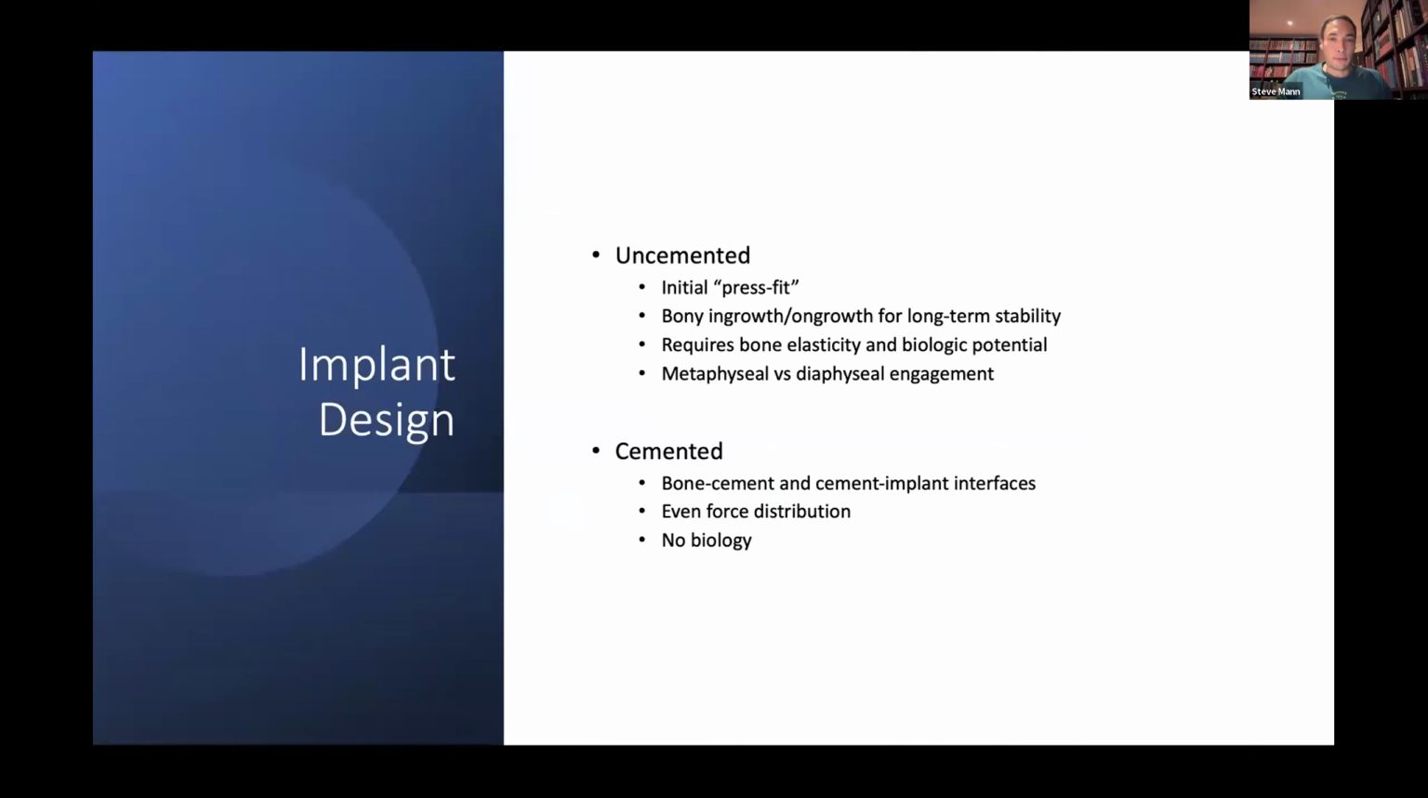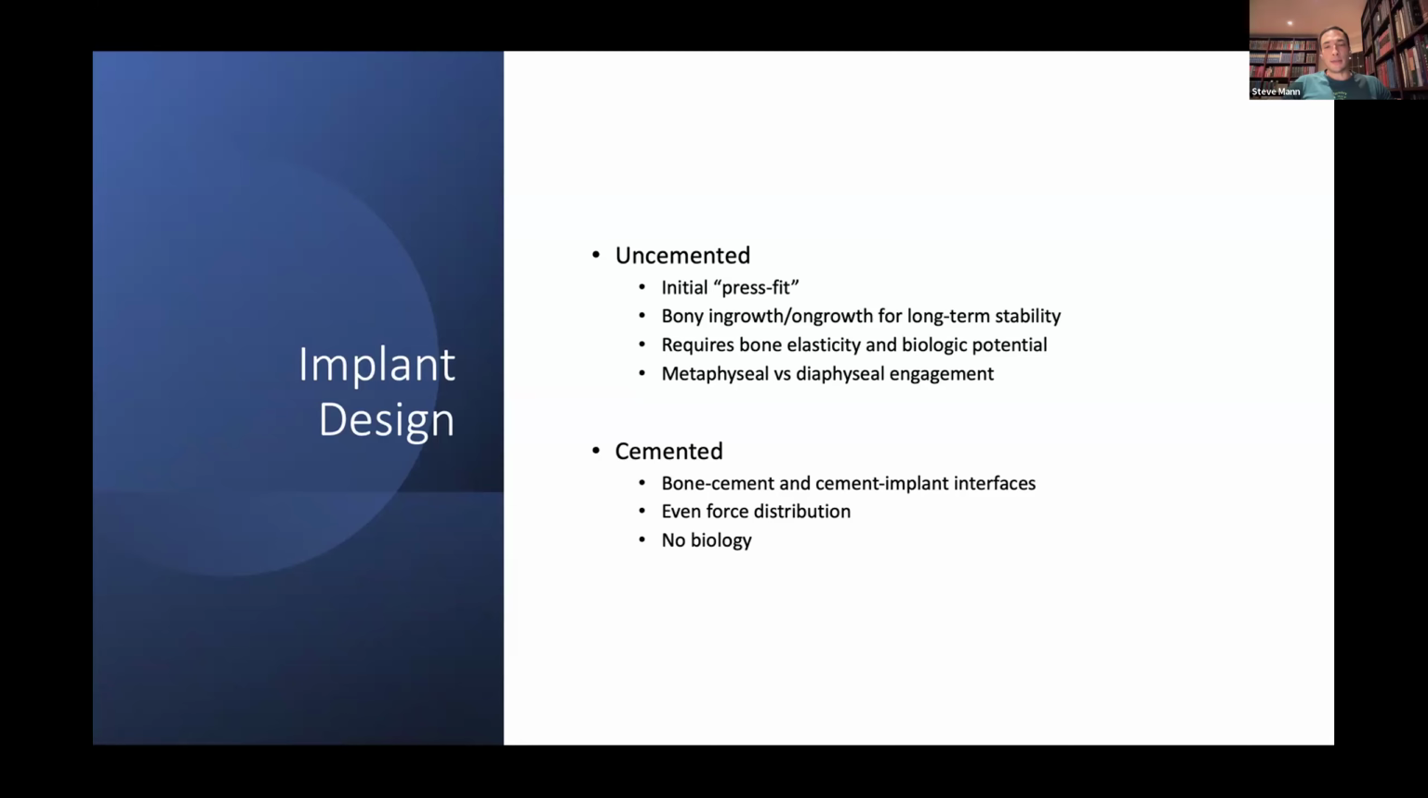And then finally, we've got implant design. So uncemented implants rely on an initial press fit. So you have to wedge them into the femur or into the acetabulum and allow the bone to then grow into or onto them to give you long-term stability. So this requires elasticity. The bone has to be elastic enough to permit you to wedge an implant into position without cracking as you do it, and also have biologic potential to actually heal onto the implant.